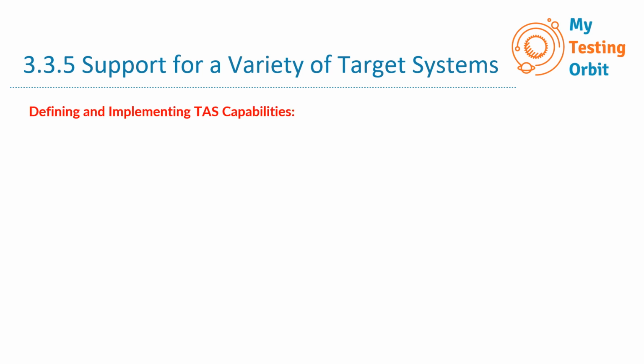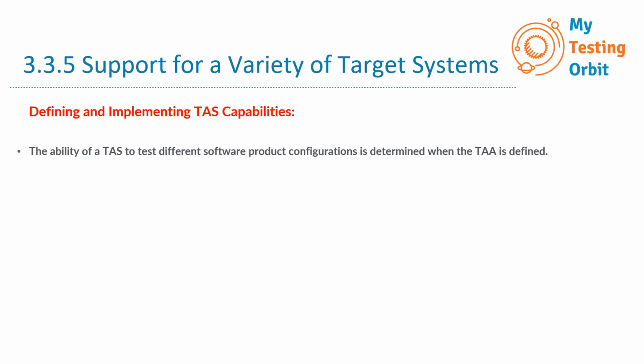Next, we have defining and implementing TAS capabilities. The ability of a TAS to test different software product configurations is determined when the TAA is defined. Okay, so in the context of the weather forecast application, this means that during the initial planning and design phase, the TAS capabilities must be considered. For example, when designing the TAA for the weather forecast application, the development and testing teams need to decide whether the TAS should be capable of testing both Java-based and Python-based versions of the software, as well as handling different components and environments.